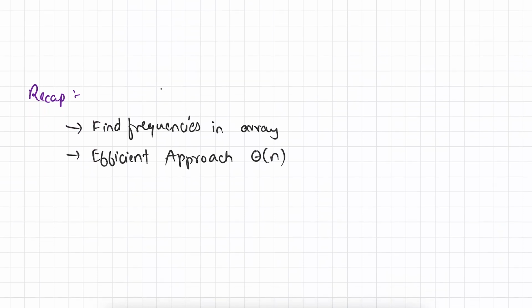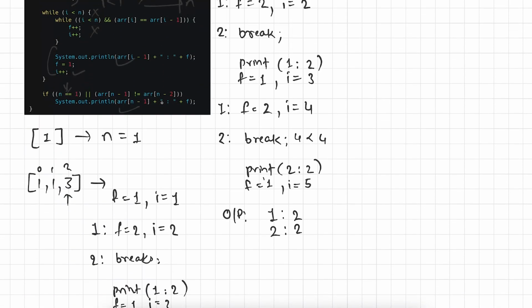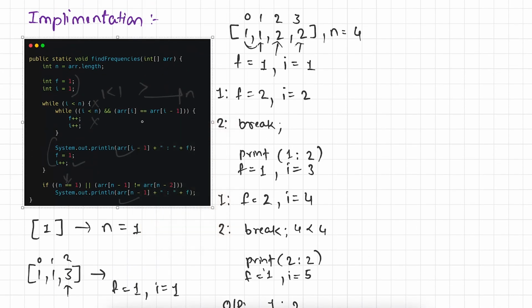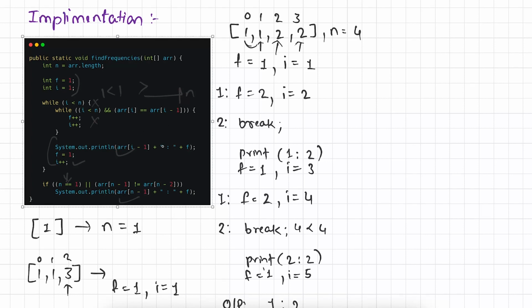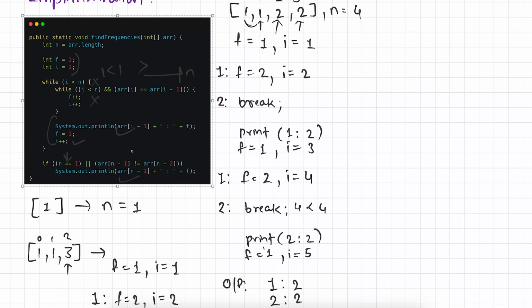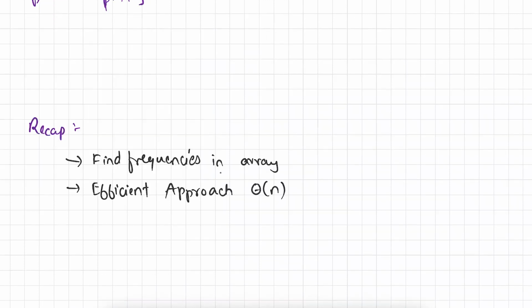Before we end this video, let's have a recap of what we have done so far. We are given a problem and an array, and our task is to find the frequencies of all the elements present in the array. We have seen only one approach to solve this problem, and that approach is the efficient approach. In this approach, we are running 2 loops to count the frequencies of all the elements, and we are checking if the previous element is the same or not. If the previous element is not the same, then we simply print the frequency of the previous element and start the loop again to count the frequencies of the next elements. And the time complexity of this approach came out to be theta of n.